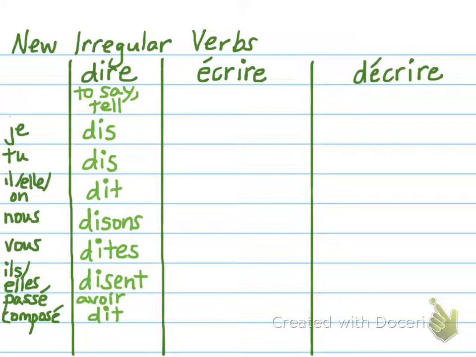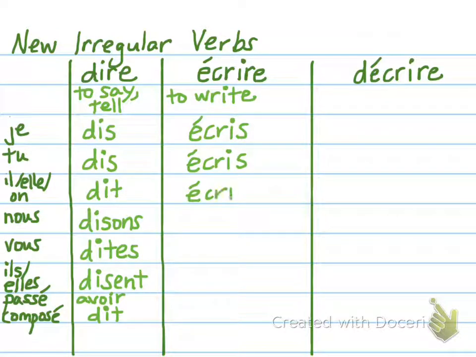Another new verb in this lesson is écrire, which means to write. The forms of écrire are j'écris, tu écris, il, elle, on écrit, difference being it ends with a T. Nous écrivons, vous écrivez, and ils, elles écrivent.